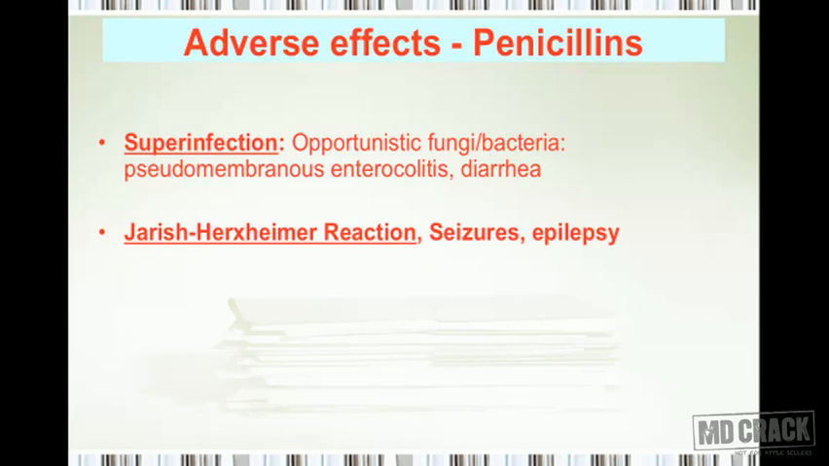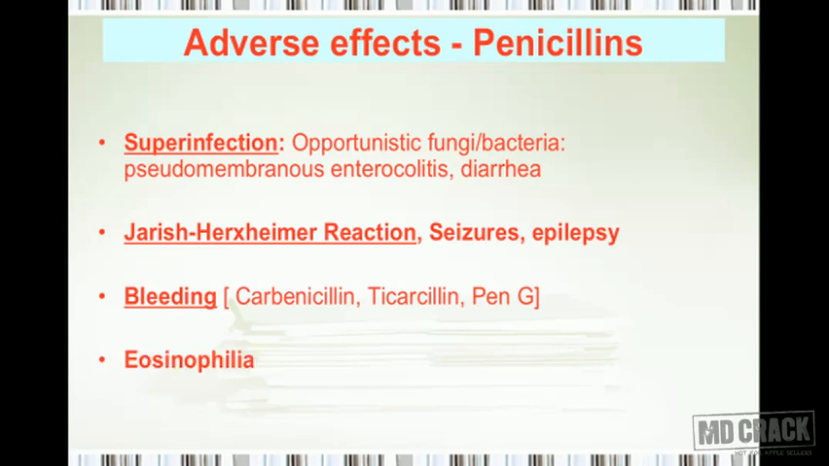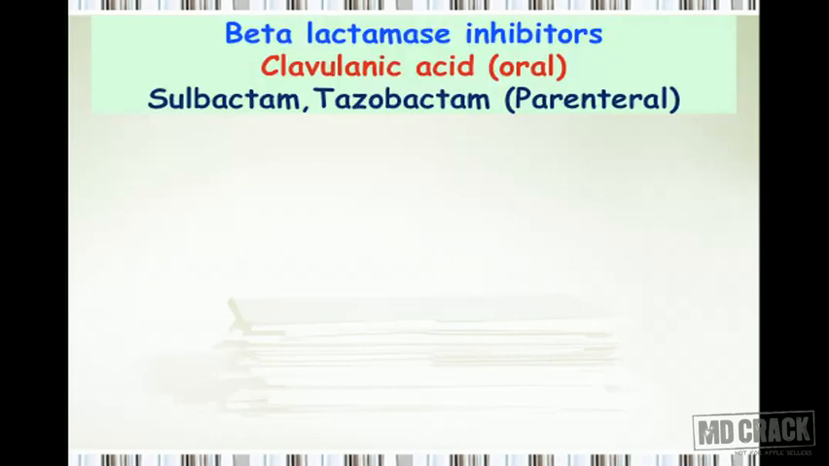Next is Jarisch-Herxheimer reaction, and Jarisch-Herxheimer reaction is a reaction which is telling that your drug has started acting and has started producing rapid bactericidal effect. That's why the organism is liberating certain toxins, and that's why you get a reaction. So that's called Jarisch-Herxheimer reaction. Some penicillins can precipitate seizures, and they can be dangerous in patients with epilepsy. The next important adverse effect is bleeding, very typical of carbenicillin, ticarcillin, and also penicillin G. So these three drugs out of the penicillins are known to produce bleeding. And the next adverse effect, which is noted with some of the carboxypenicillins and also ureidopenicillins, is eosinophilia. So these were some important adverse effects.